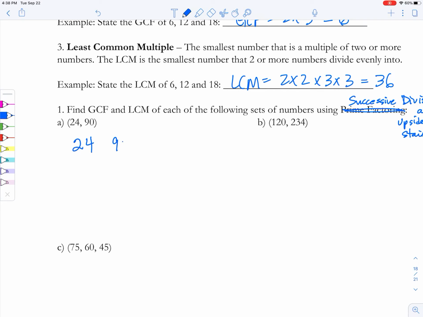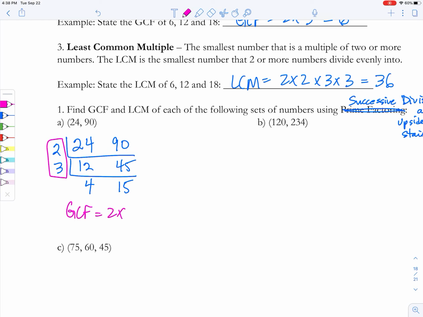We write our numbers, we draw an upside down stair, and then I look, what can divide into both of them? So I see a 2, so 12 and 45. And now I look, common to both of those is a 3. I'd be left with a 4 and a 15. There's nothing in common between 4 and 15. So my GCF is the 2 numbers down the side. Those were the things that were in common.